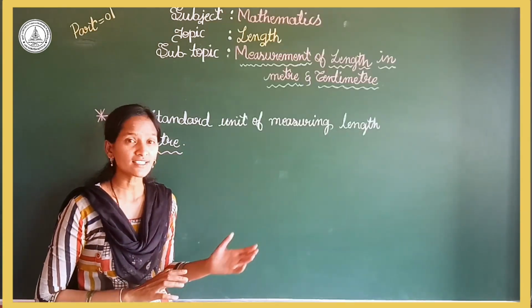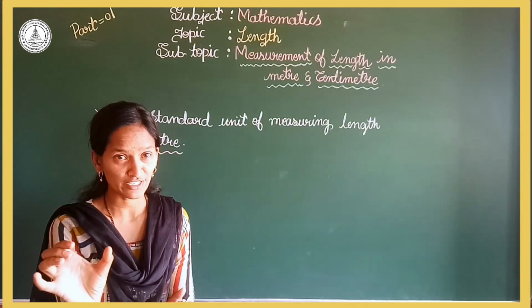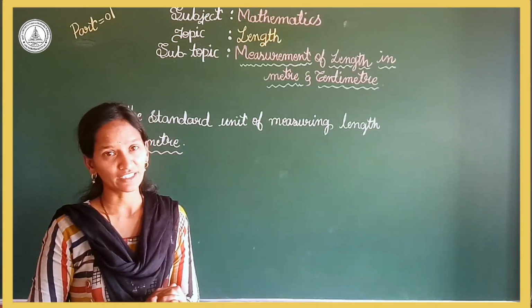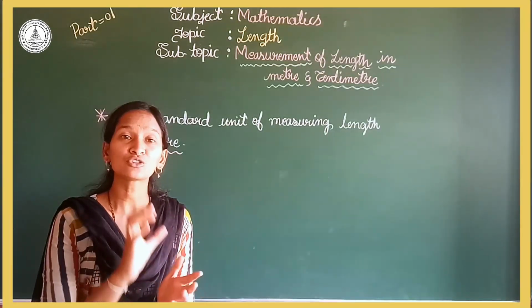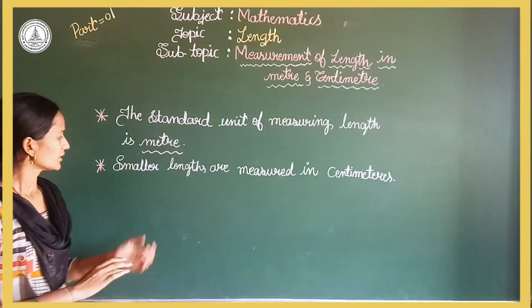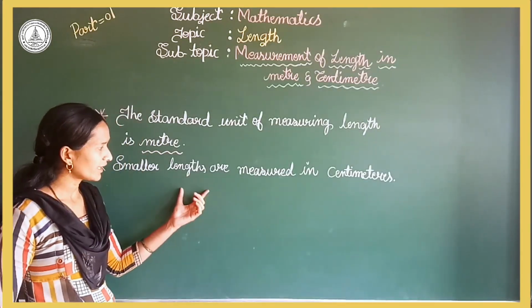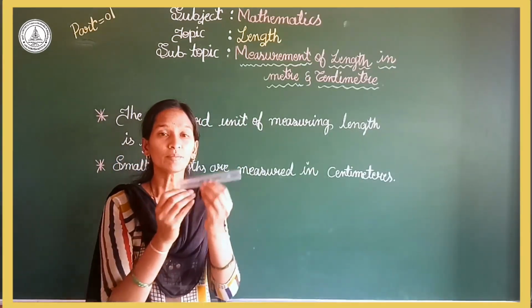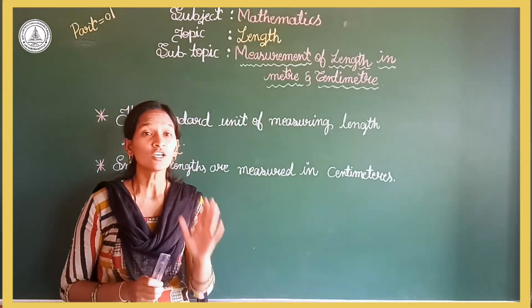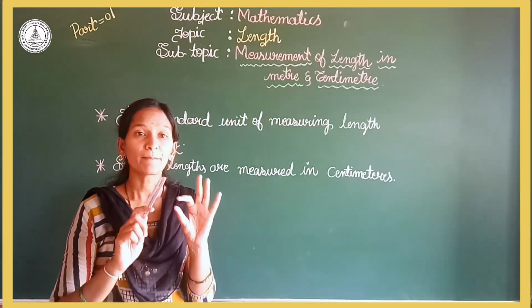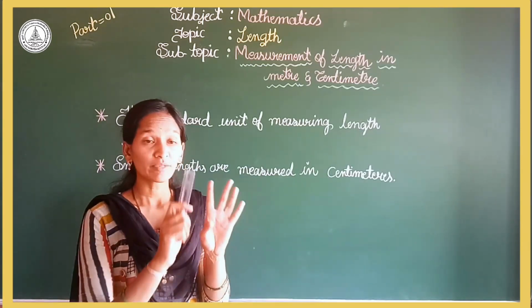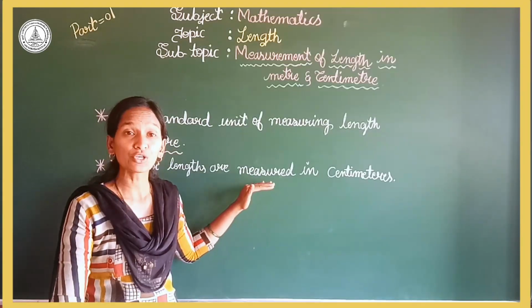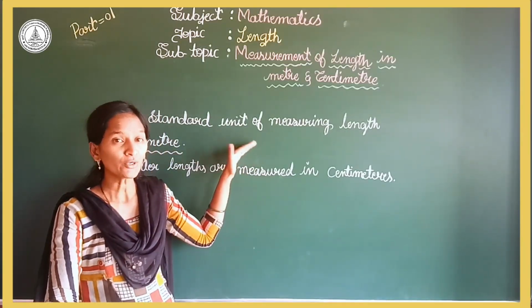So this meter rod has 100 small divisions, and each small division indicates a centimeter. Each centimeter is used to measure the length of a small object. So students, smaller lengths are measured in centimeters. This is your ruler. By using this ruler, you can measure the length of small objects like an eraser, a pencil, a sharpener, a duster. You can measure your fingers also. The centimeter is a smaller unit of measuring length compared to a meter.